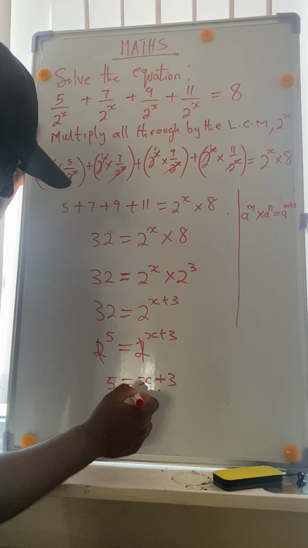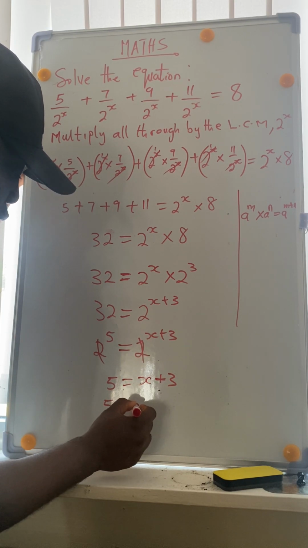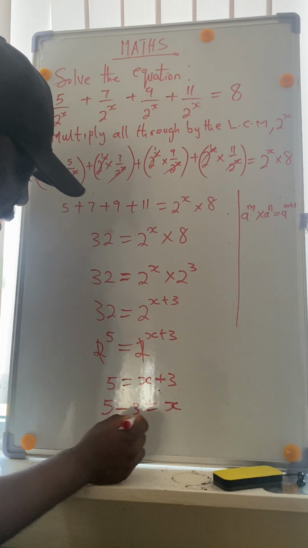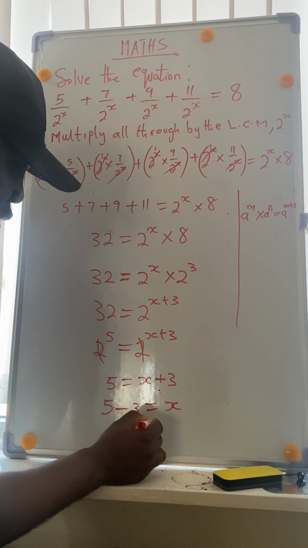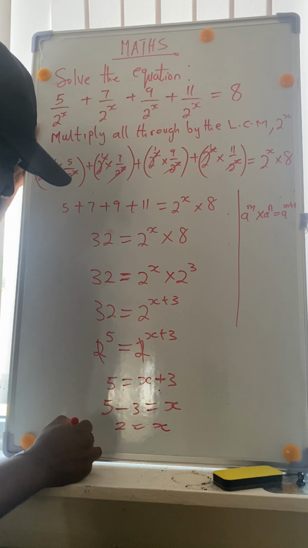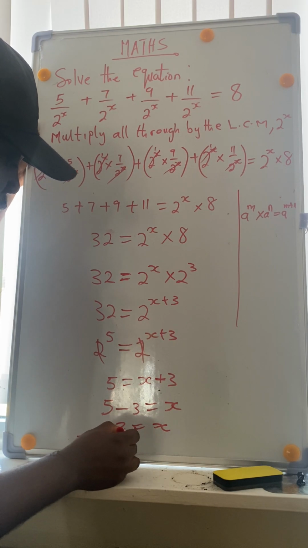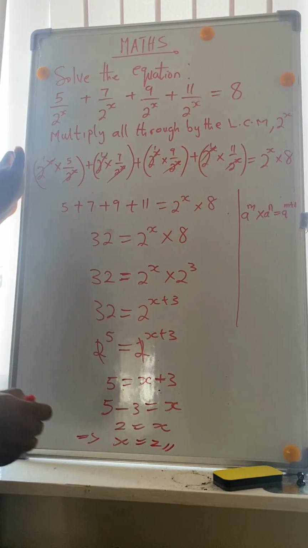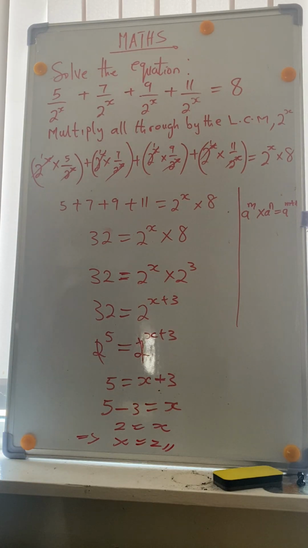You can collect the like terms here: 3 coming over to meet the number on the other side, 5 minus 3 is equal to x. 5 minus 3 is 2, so 2 equals x. If 2 is equal to x, that implies that x is equal to 2. That is using different methods to get the same answer to the question. Thank you.